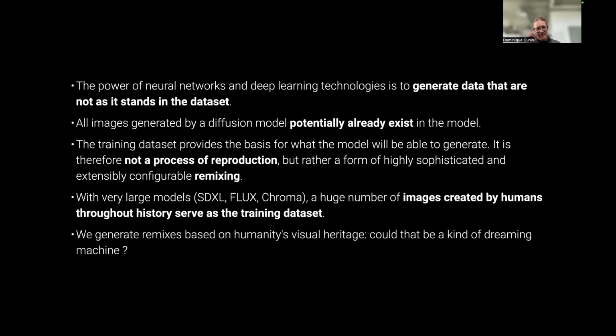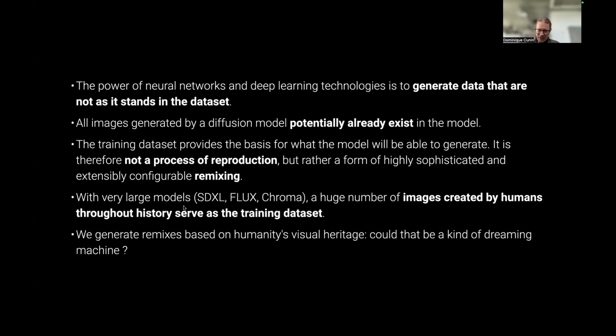So generating data that are not present in the first dataset is the most powerful feature of these neural networks, because all the images we are producing are not really as they are already in the dataset. They are being generated. But of course, they are potentially already existent in the model. They maybe are already here. So we could say that we are not really in a process of reproduction, but more in a highly sophisticated remixing of what has been trained. So it's the dataset.